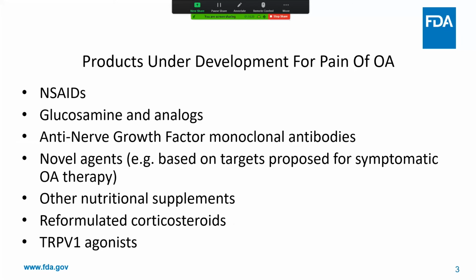This is a list of the general types of products currently under development for the pain of OA in DAP. It is not all inclusive. Industry is developing molecules with established efficacy, such as NSAIDs, but is also working on other compounds and combinations, including glucosamine and glucosamine analogs, anti-nerve growth factor agents, other nutritional supplements, and truly novel agents. The routes of administration that we see include systemic, intra-articular, and topical.